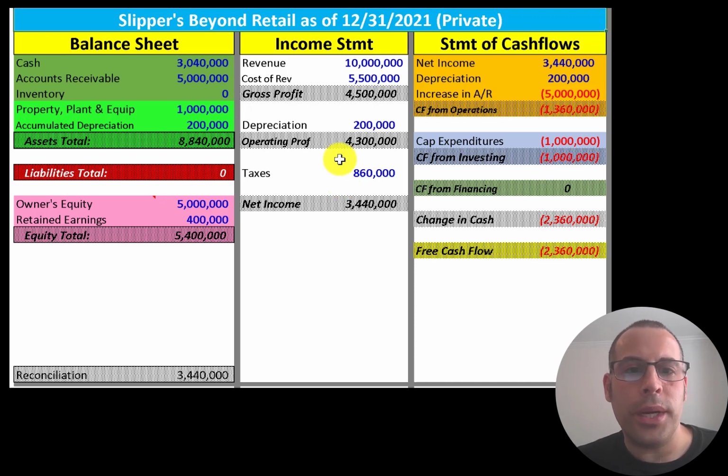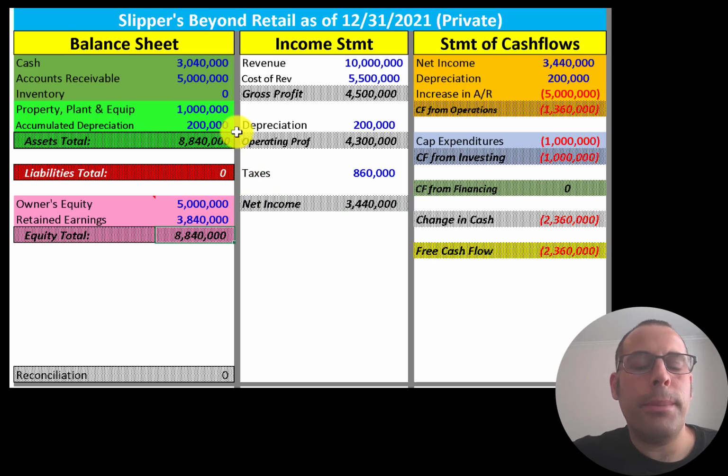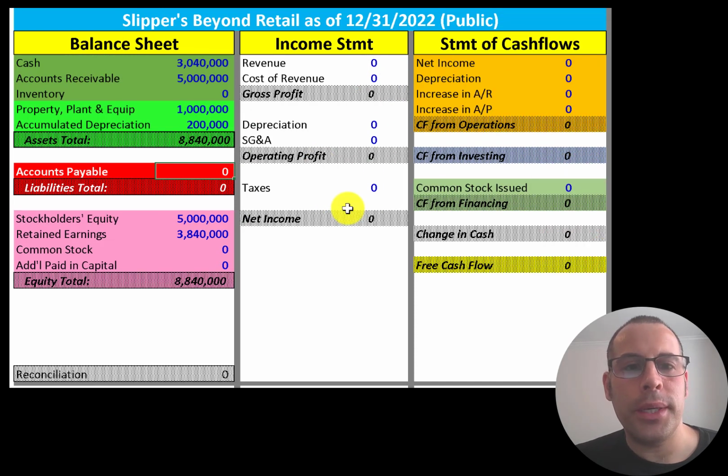So at the end of 2021, we need to zero out the income statement and the statement of cash flows and transfer the $3.4 million from net income to retained earnings. And now our balance sheet balances. Now to start 2022, our balance sheet should look exactly like this, and all the numbers in the income statement and statement of cash flows will be zero. Now let's get started with 2022.